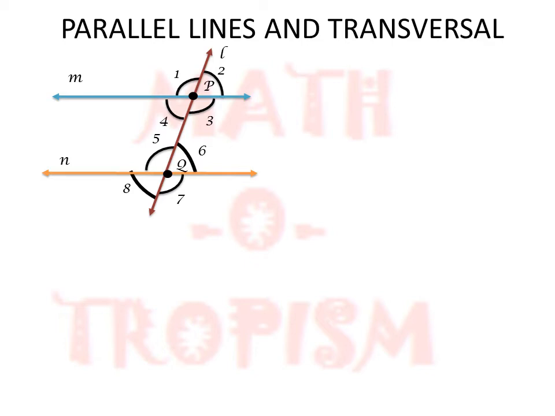So when we take a pair of lines M and N, assume a transversal L is passing through both the lines and it forms angles 1, 2, 3, 4 with the line M and 5, 6, 7, 8 with the line N. So we will be talking about the various pairs of angles which this line makes with the pair of lines. So first we will see the corresponding angles.